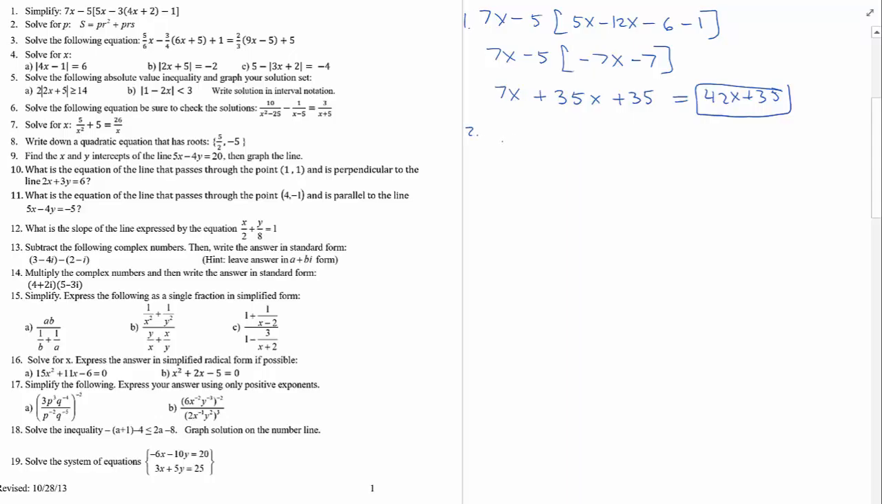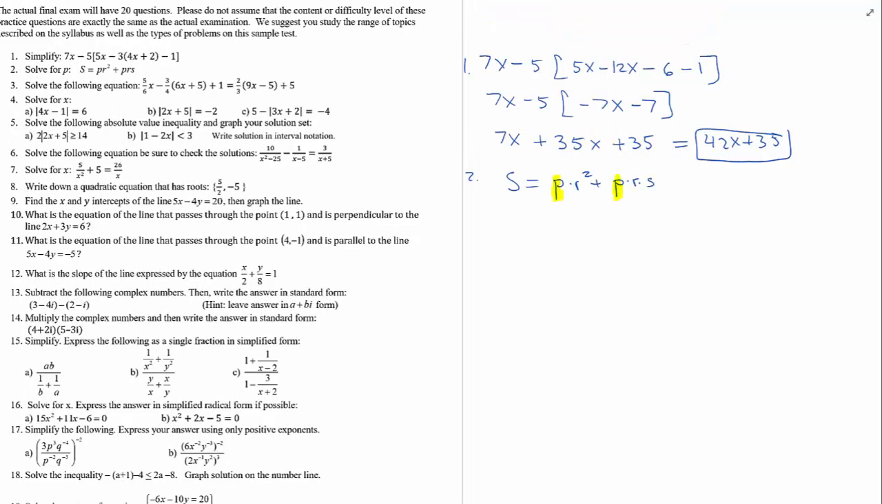So we got solve for p, and we have a formula s equals pr squared plus prs. And we're solving for the letter p. Right? So that's what we try to do. Okay, so take a moment. All right, so what do you do? How do you get p by itself? Because the p appears in two spots.